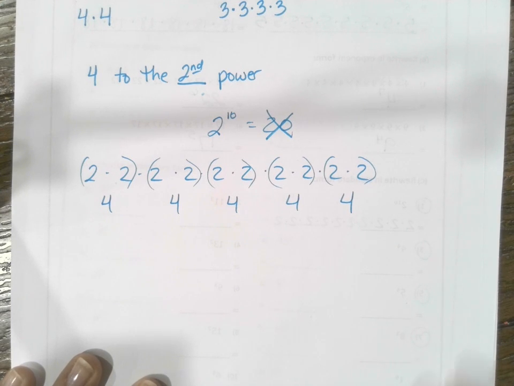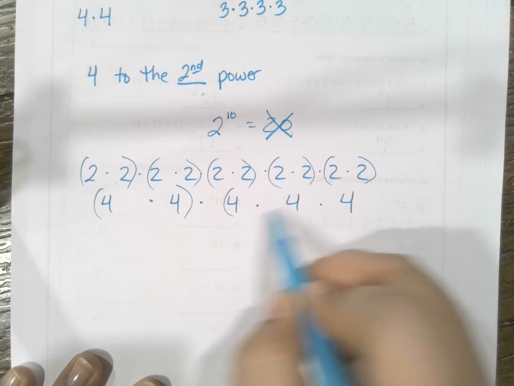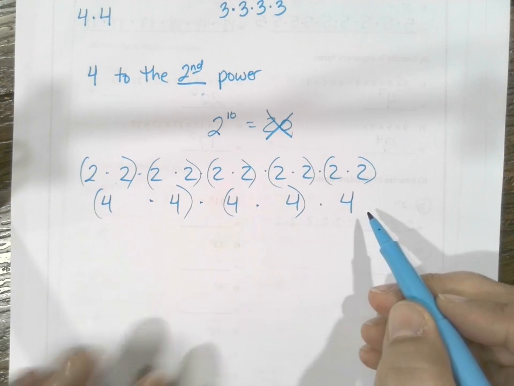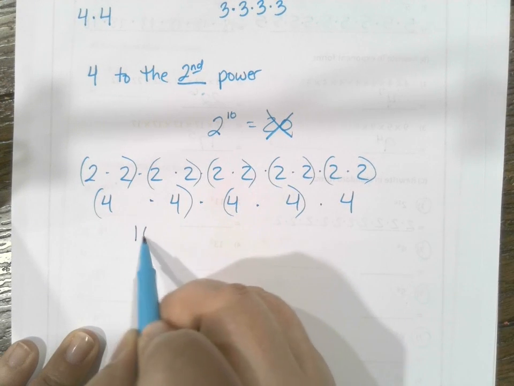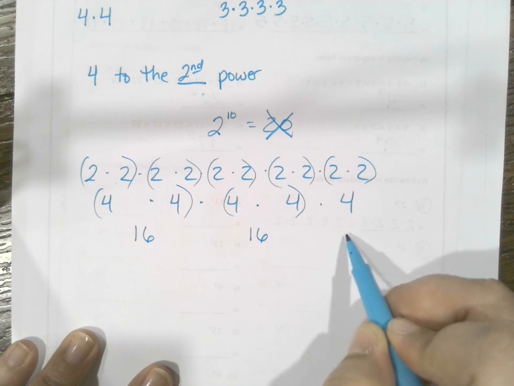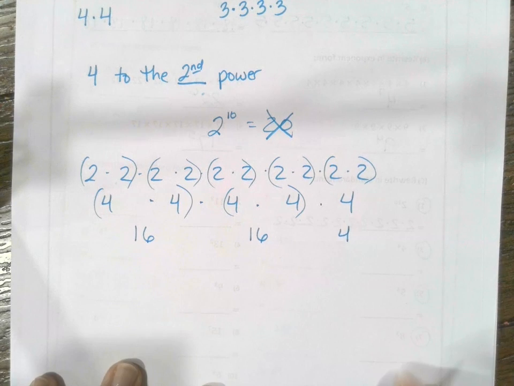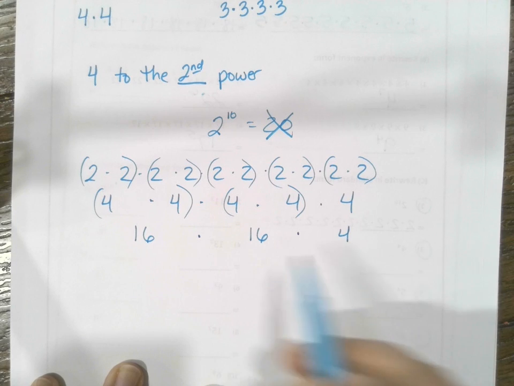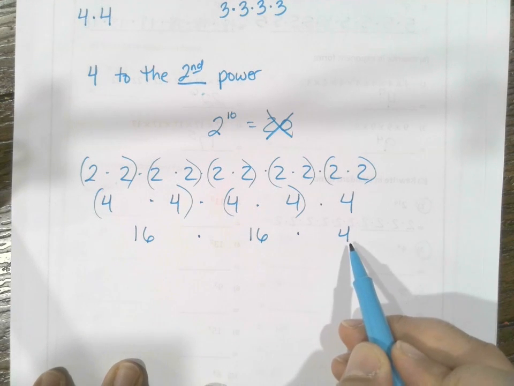Okay, now I'm multiplying all these 4's together. So I'm going to multiply these, and then this one's over here by itself. So 4 and 4 make 16, and then I have the 4 that I wasn't able to pair it with. So now I have to multiply 16 times 16 and then times 4.